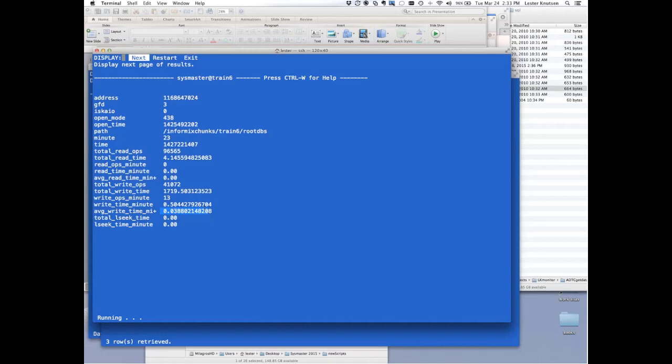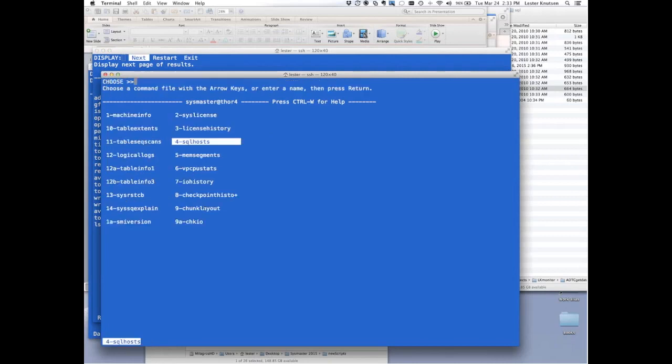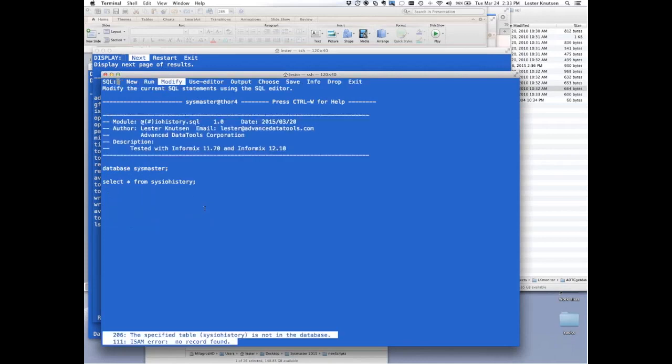And let me show you on 11.7. This one does not work. It just says tables not found. So that's a 12 only feature.